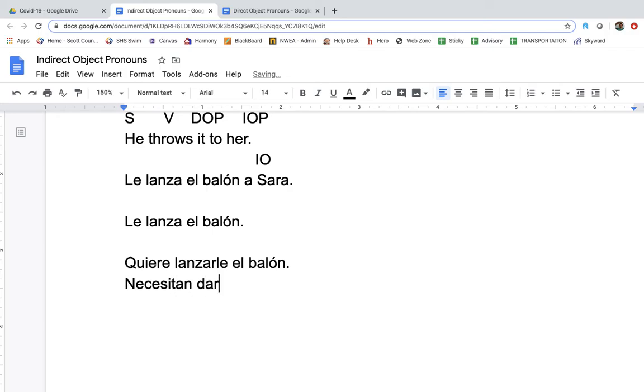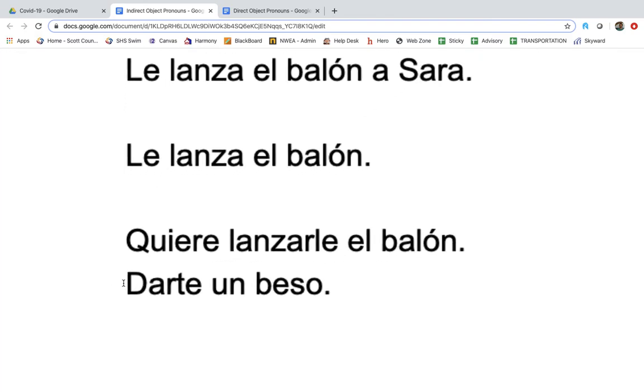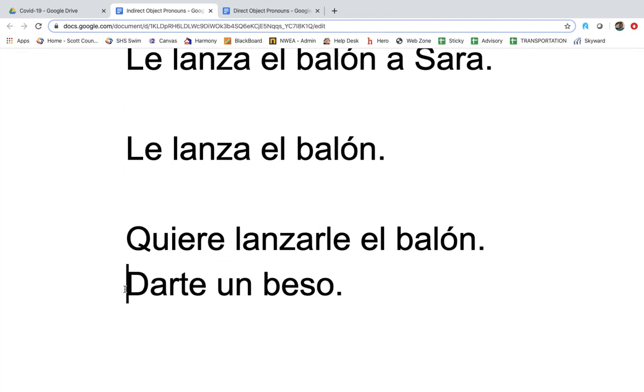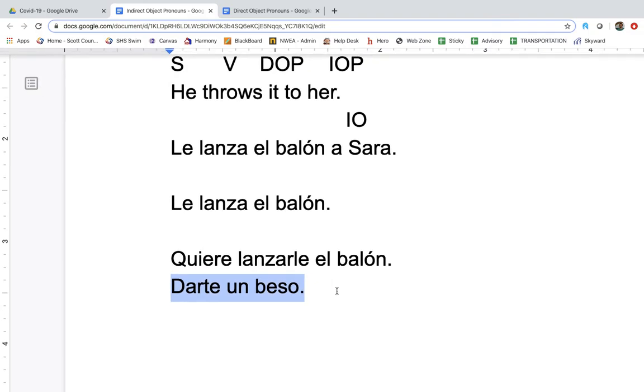Necesitan darte. Better yet, we can use Mia's favorite song here. Oh, how is that? It's darte un beso. Darte un beso. Shout out to Mia. I miss you all. Some of you have specific songs that you've requested over and over again. And Mia's is Darte un beso by Prince Royce. I think that's who it's by.